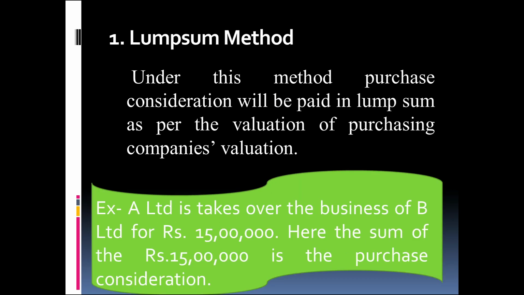Lump sum method. Under this method, purchase consideration will be paid in lump sum as per the purchasing company's valuation. Example, A Limited takes over the business of B Limited for rupees 15 lakh. A Limited is called the purchasing company, and B Limited is called the selling company. Here, the sum of rupees 15 lakh is the purchase consideration. No calculations are needed. The whole amount paid by the purchasing company is considered as purchase consideration.